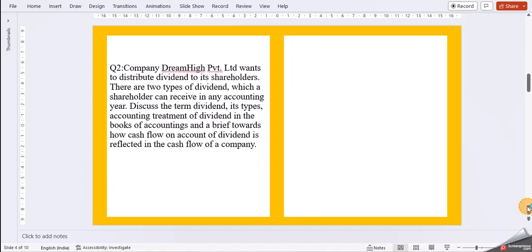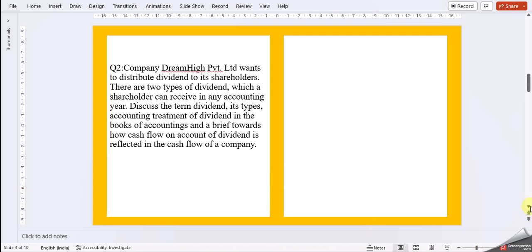Moving to the second question. A company, Dream High Private Limited, wants to distribute dividends to its shareholders. There are two types of dividends which a shareholder can receive in any accounting year. Discuss the term dividend, its types, accounting treatment of a dividend in the books of accounts, and briefly how cash flow on account of dividend is reflected in the cash flow of a company.